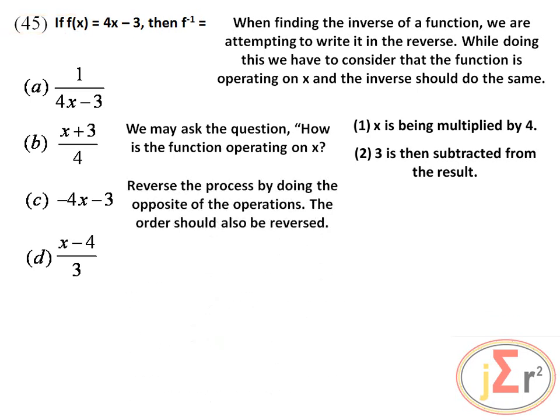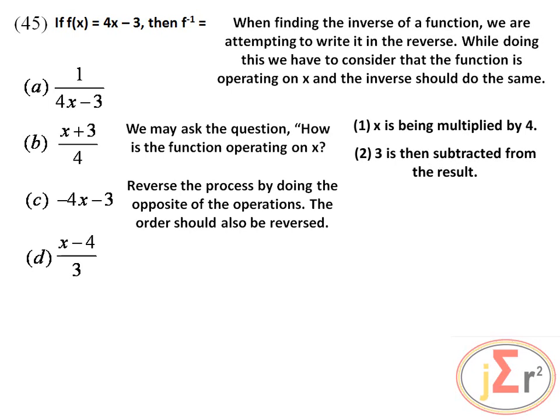Reverse the process by doing the opposite of the operations that we have there. The order should also be reversed. So what we have there is what? We are multiplying by 4, and then we are subtracting 3 from the result. That is what we have right there. Now we are going to reverse that process, and the order of the operation must also be reversed. So the reverse of this one will go second, and the reverse of this one will go first. So a lot of reversing right there.